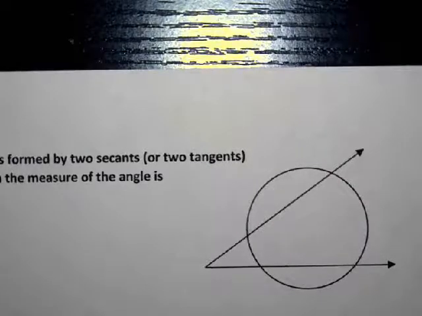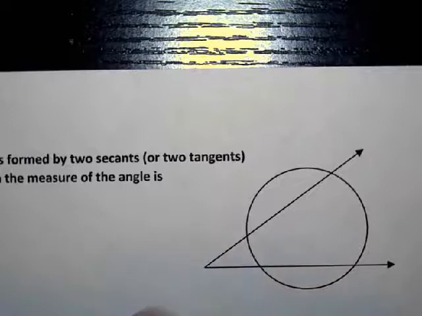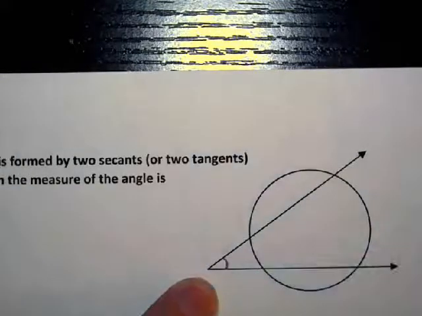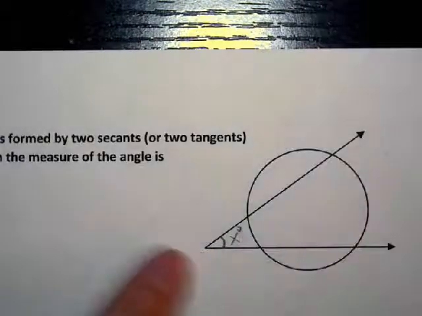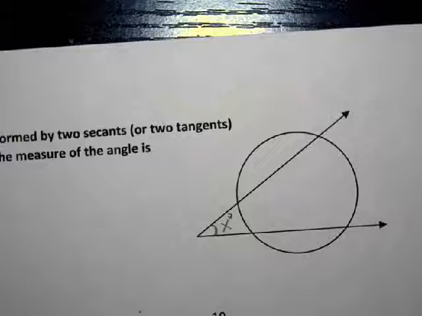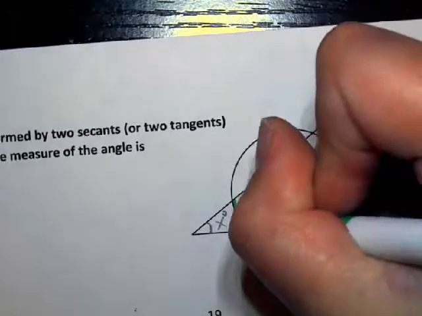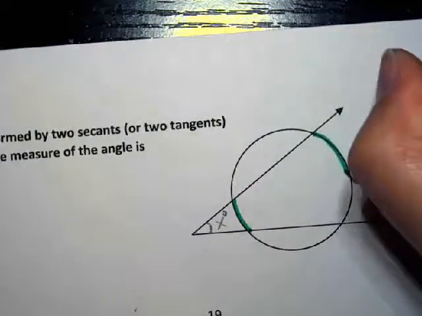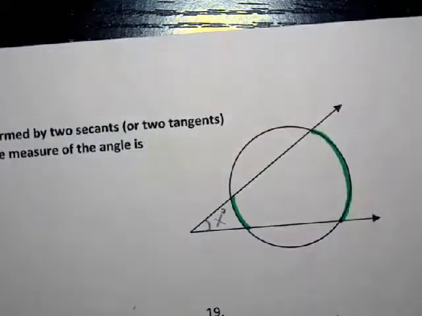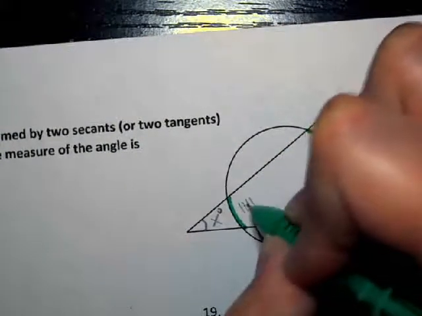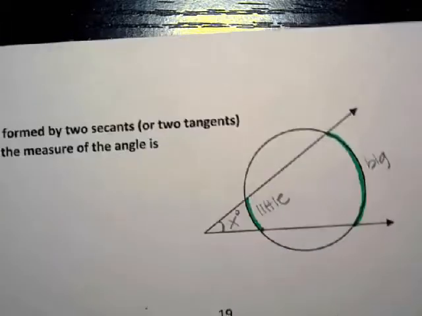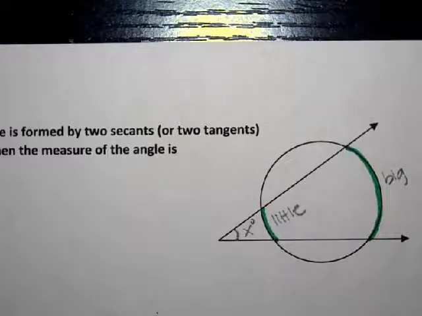I'm going to take a marker. We have two arcs, we have a little arc, and we have a big arc, so I'm going to label these big, little. Okay? So here is the formula. You guys ready for the formula? Okay. We have our picture labeled. X, big arc, little arc.